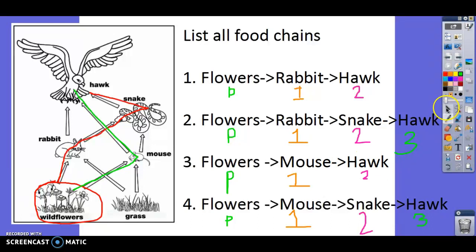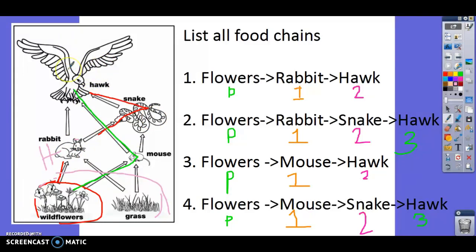Now, the next thing we're going to do is identify whether or not these animals are herbivores, omnivores, or carnivores. Remember, we don't label the producers because they're not consumers. We're only labeling the consumers. So, bunny rabbit here. What does our bunny eat? It eats wildflowers and grass. So our rabbit is going to be what? An herbivore, an omnivore, or a carnivore? Our bunny is going to be an herbivore. So I would label my bunny with an H for herbivore.